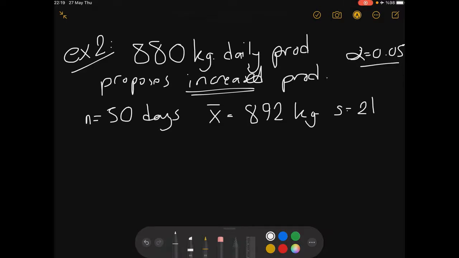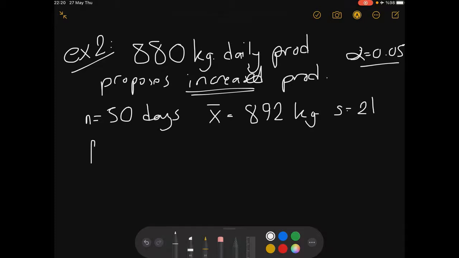Just keep in mind, if they don't give you anything in the question about your rejection region or confidence value here, just take it as 0.05 or 95% confidence. Okay, this is like a default value. You can consider this as a default value.